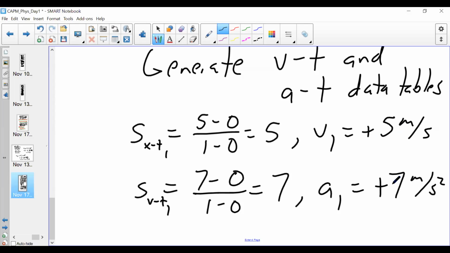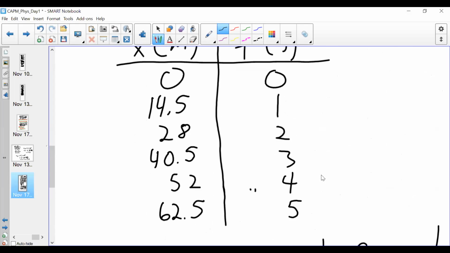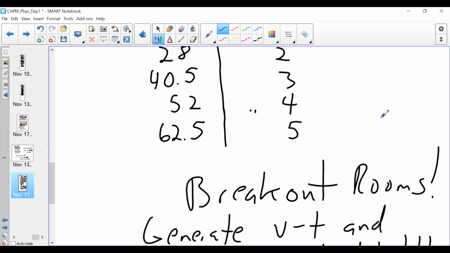Questions before we break out? I just have one question, Mr. Kelly. So for the first case, for example, it would be 14.5 minus 0 over 1 minus 0. Then would that be the velocity at 0 seconds or at 1 second? At 0 seconds. Okay. Yeah, because that's, yes. All right. Thank you.